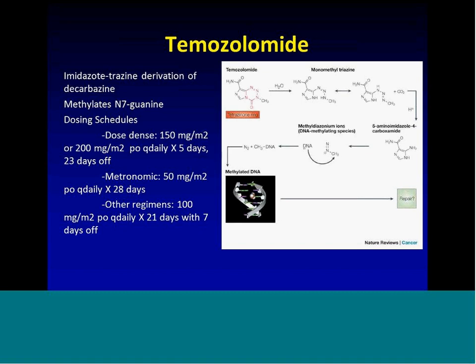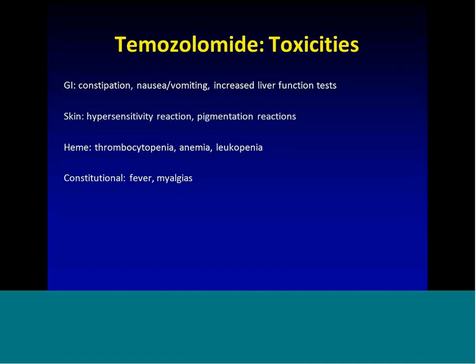So in this way, instead of one, there are different regimens, okay? And the common regimen that we see is 75 milligrams per meter squared for 6 weeks during radiation, or really the dose-dense regimen, which is 5 days on and 23 days off in a 28-day cycle.